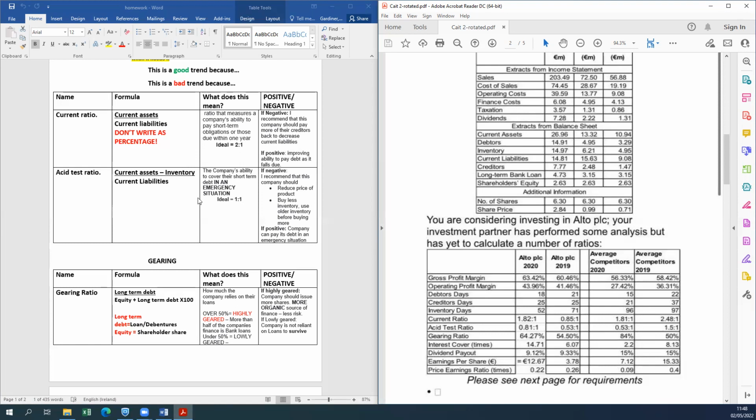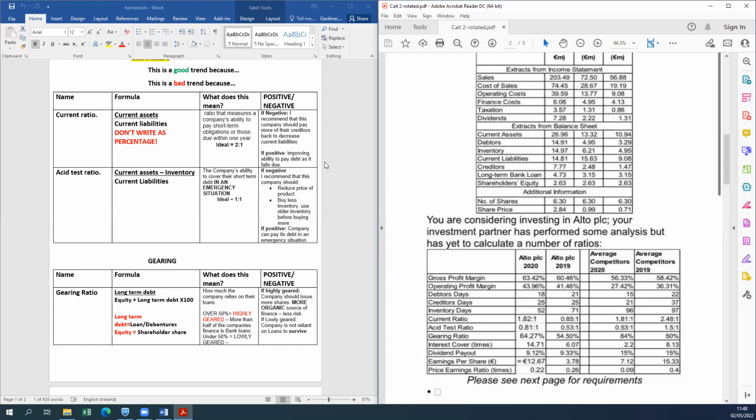The company would be destroyed. So that's why we have the asset test ratio. It means the current assets minus inventory, because then you're not reliant on inventory. So it's the company's ability to cover their short-term loans in an emergency situation. It would be an emergency if creditors asked for their money back right away.